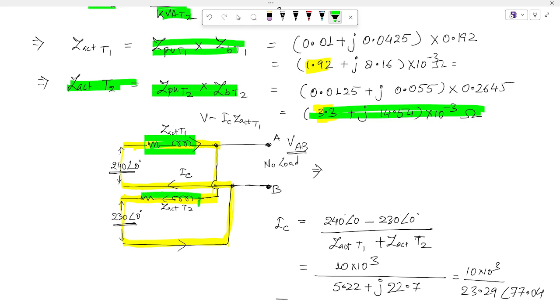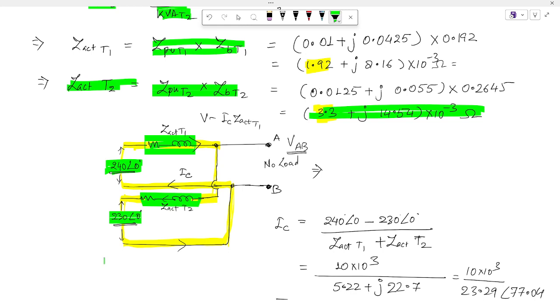Now under no load condition, when these transformers are connected, since they do not have the exact X by R ratio, and also the no load voltage is different, we will have a circulating current flowing. The circulating current can be found out by this: this is 240 angle 0, this is 230 angle 0. Their output voltages are 240 and 230.